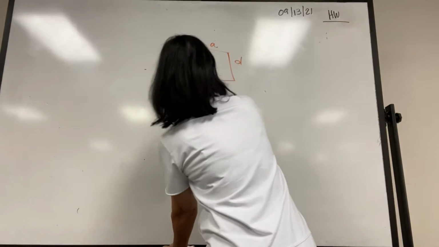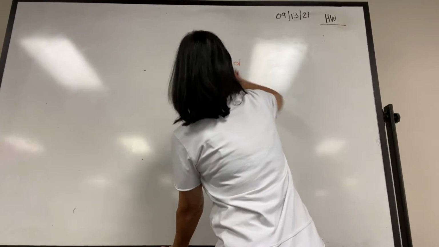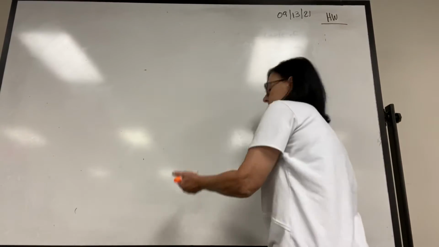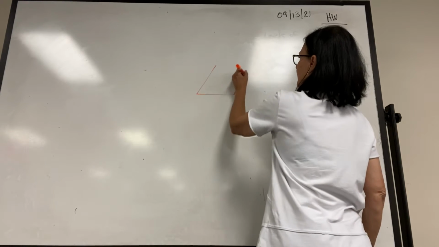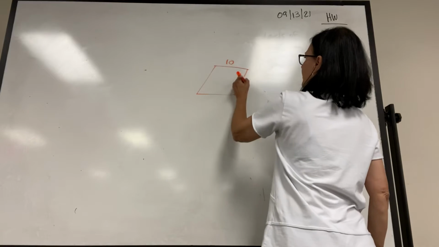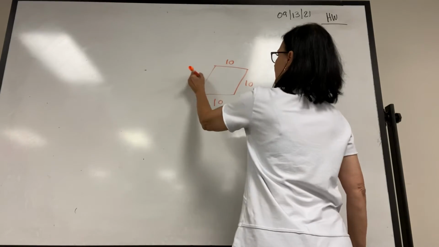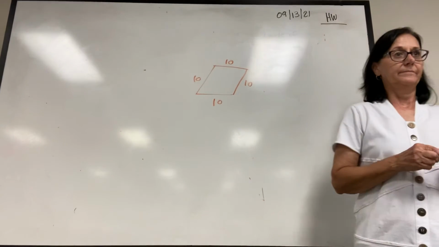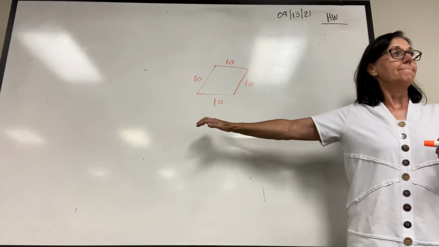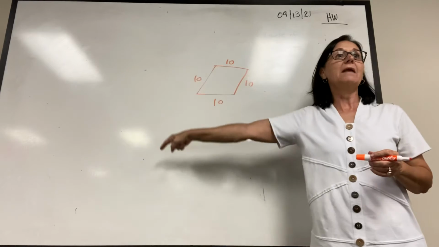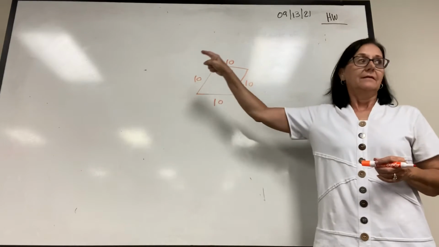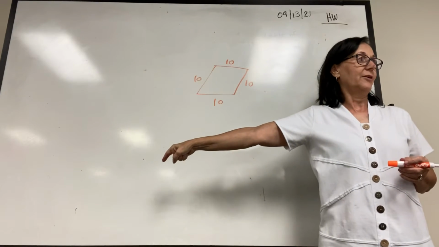If I have something that looks like this, and I tell you that's the sides, what do we call that? What's this shape, the name of it? Okay, it's a rhombus, I'll tell you. It's a rhombus.